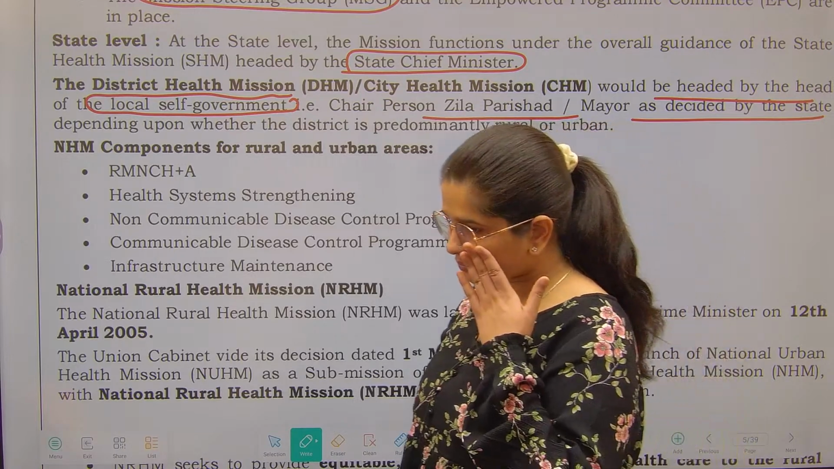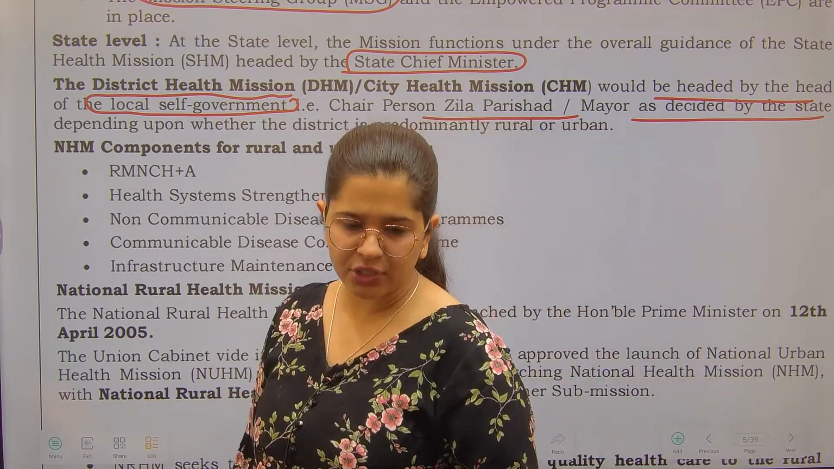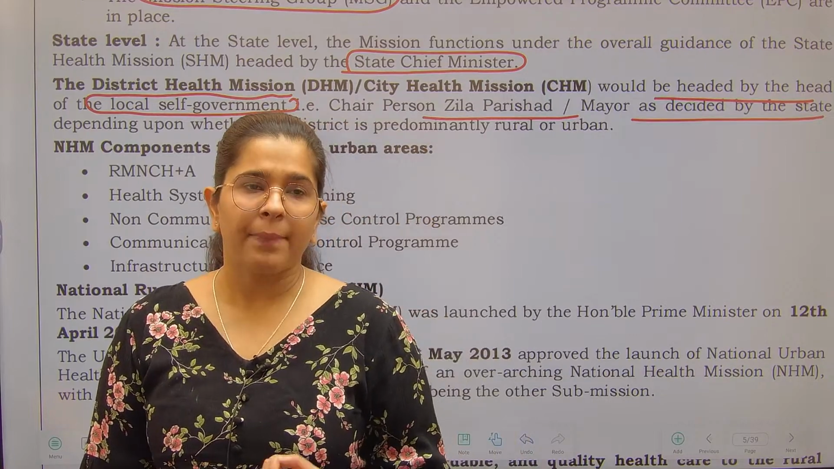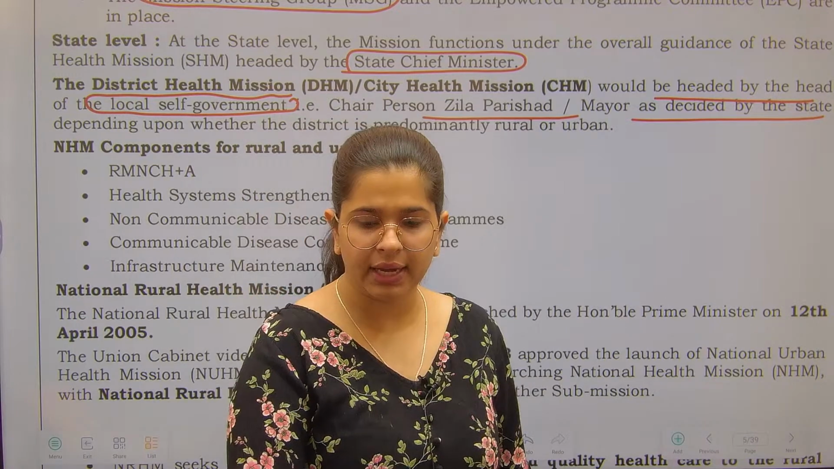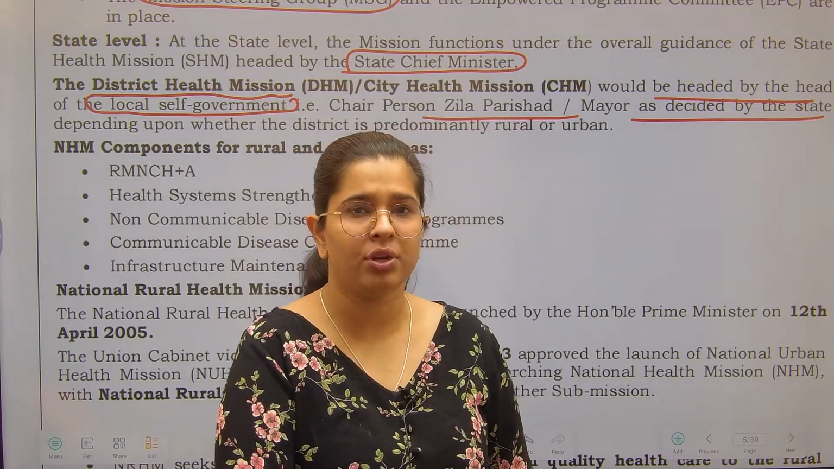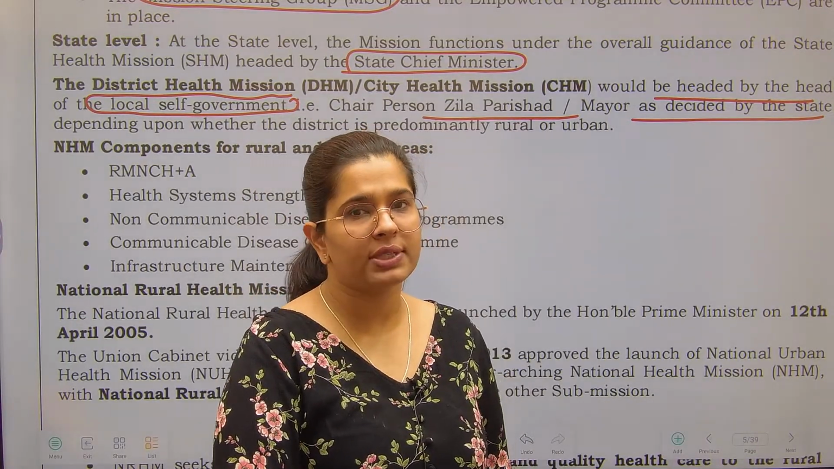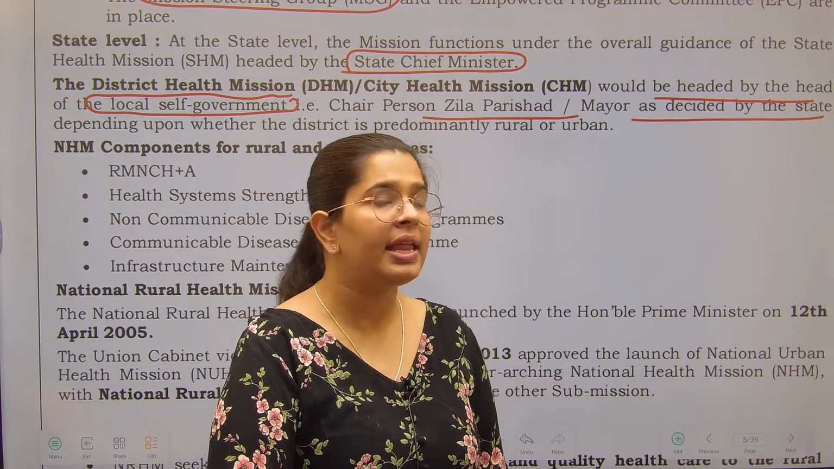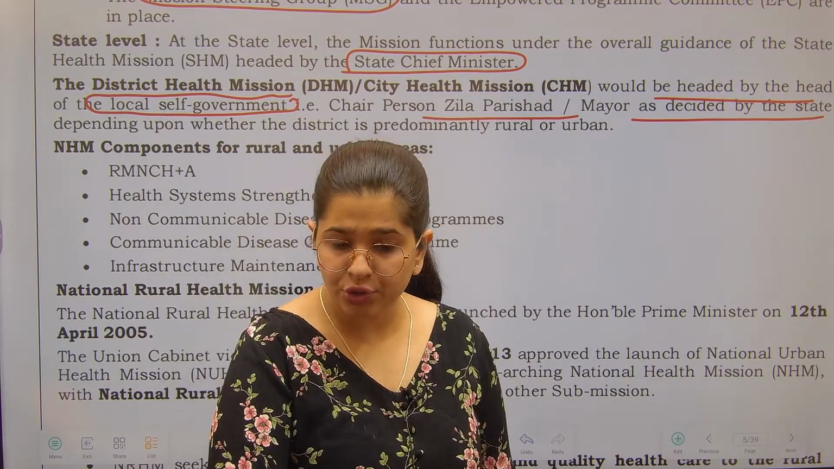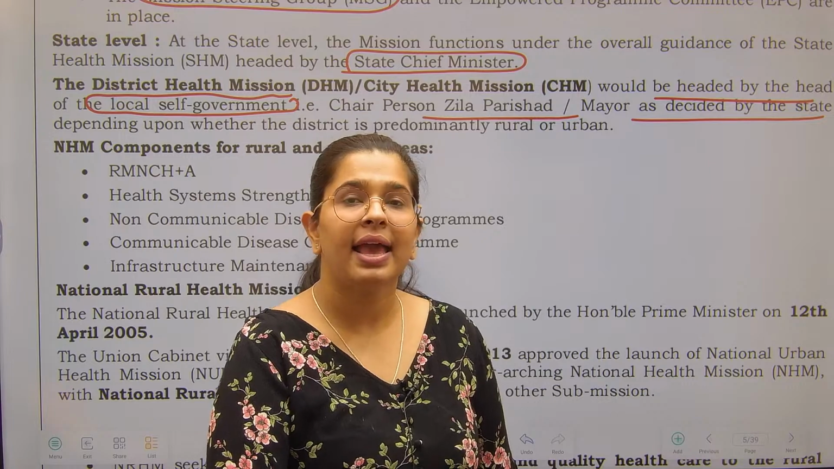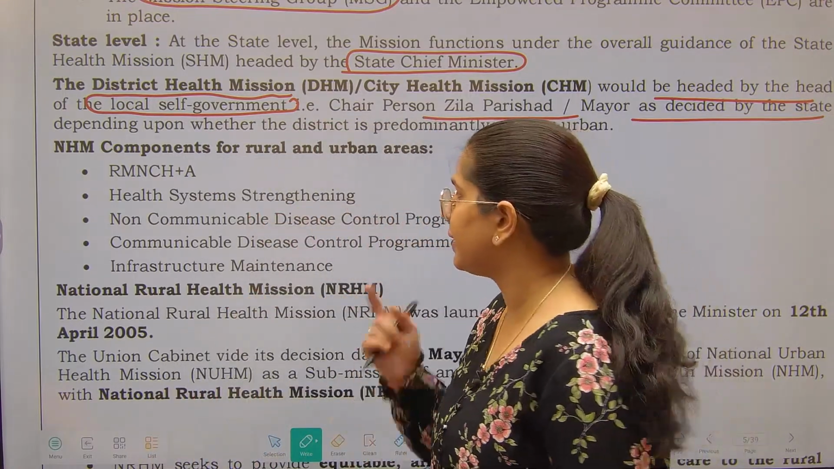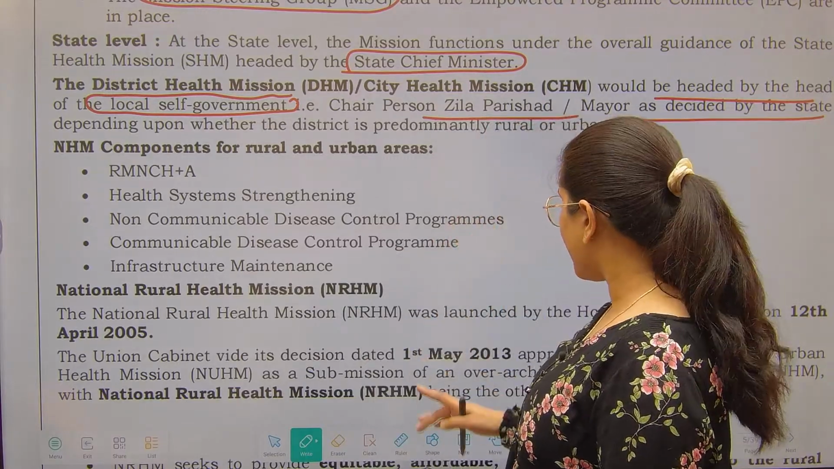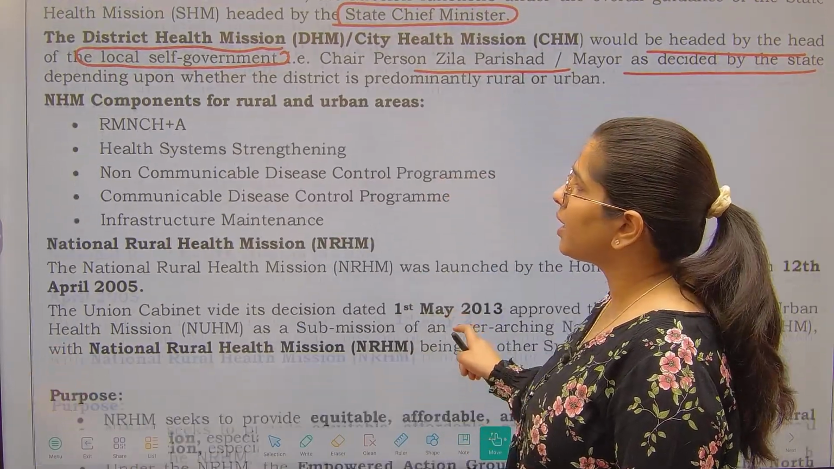So mostly what happens is, at national level, person who has got some kind of reputation or hold over the government, if he is heading the institution, then you should always look out for these kinds of information. Like in the state health mission, this is going to be chaired by state chief minister. Hence it becomes very important for us to remember this particular factual data. Next is, what are the health mission components in rural and urban area?